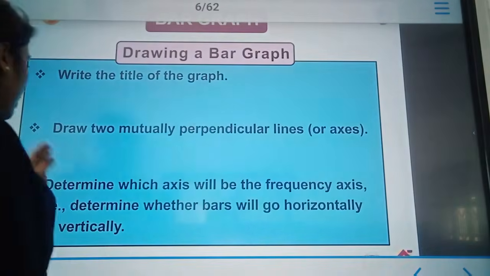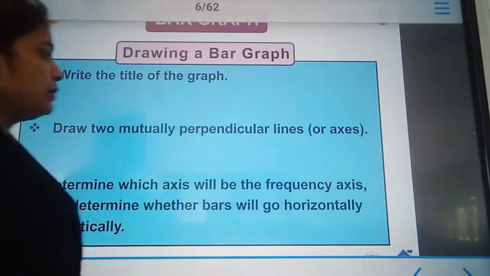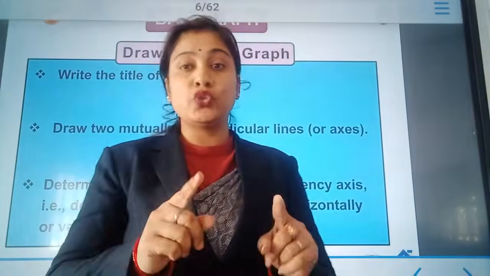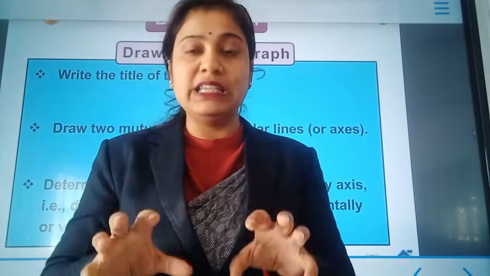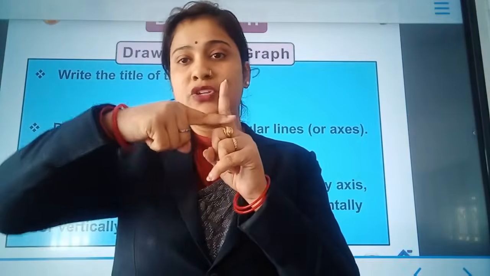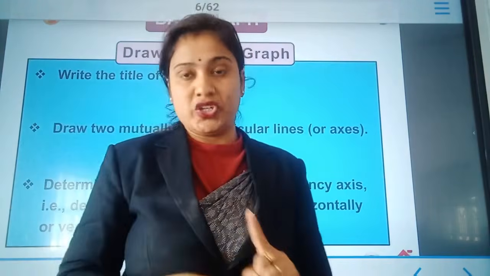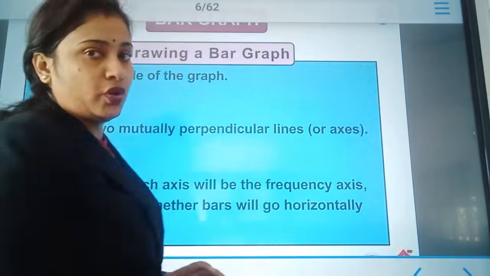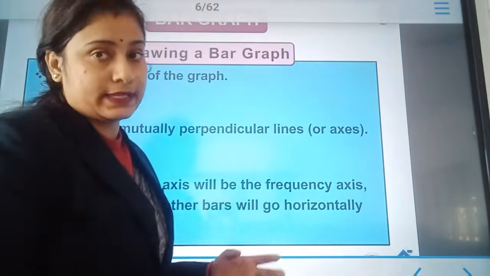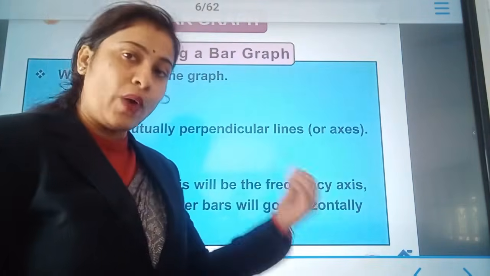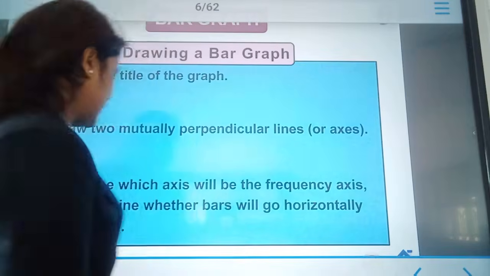The next is to draw two mutually perpendicular lines. We have to make two axes along which we represent the information. These lines should be mutually perpendicular: one should be vertical and the other horizontal, such that they are perpendicular to each other, and we call them axes. We will regard them as either the y-axis or the x-axis.